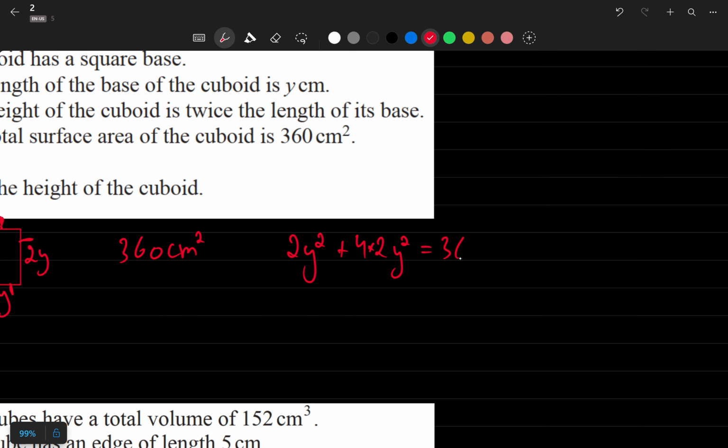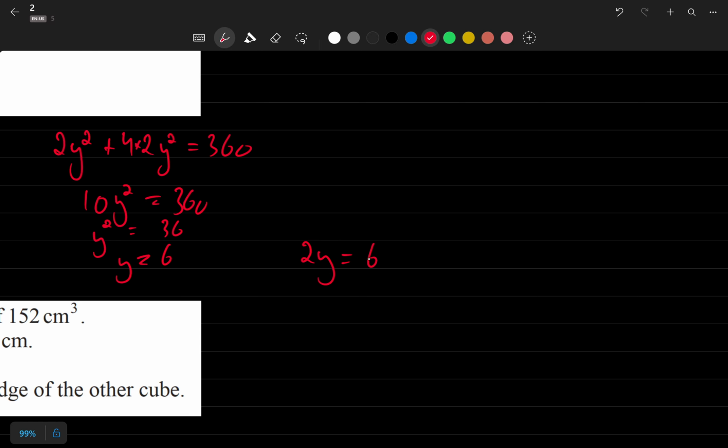Now we have to find the height, and the height of the cuboid is twice the length of this base. So we have to calculate 2y. So it will be 6 times 2, which is equal to 12 centimeter. This is the final answer.